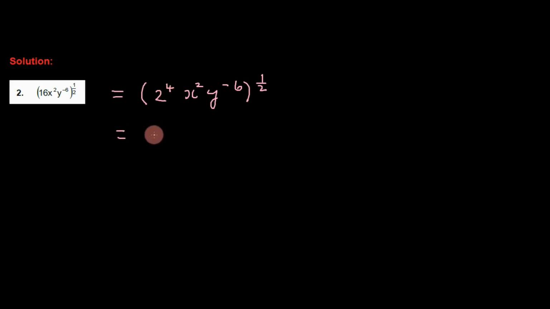Now we can multiply the powers. So 4 times a half is 2. So it's 2 squared. Then 2 times a half is 1. So it's just x. And then y to the negative 3. 2 squared is 4. And we can take y to the negative 3 into the denominator. And the power becomes positive.